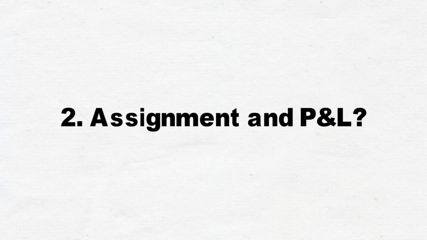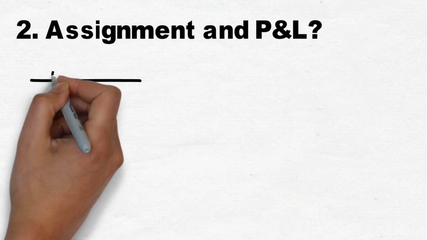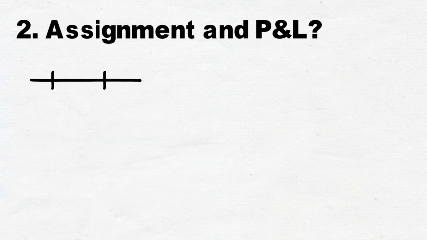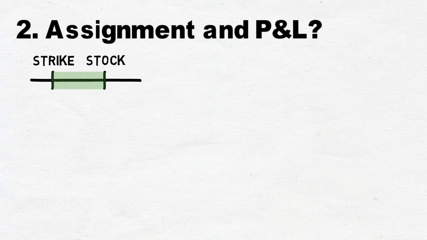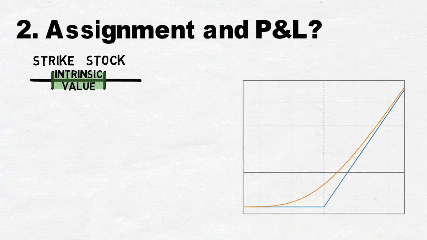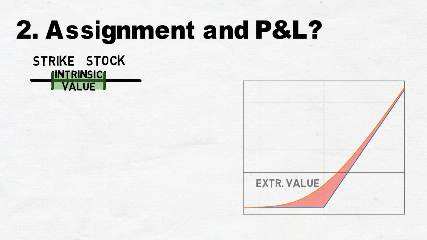Second, how does assignment affect your P&L? This is another thing many beginning options traders worry about. When an option is exercised, the option holder gains the difference between the strike price and the price of the underlying asset. If the option is in the money, this is exactly the intrinsic value of the option. This means that the option holder loses the extrinsic value when he or she exercises the option. That's also why it doesn't make sense to exercise options with a lot of extrinsic value left.